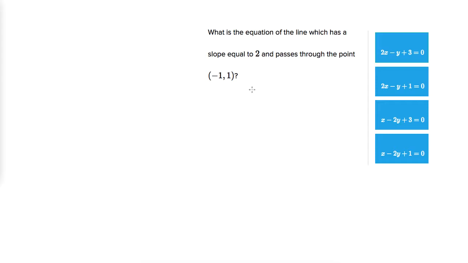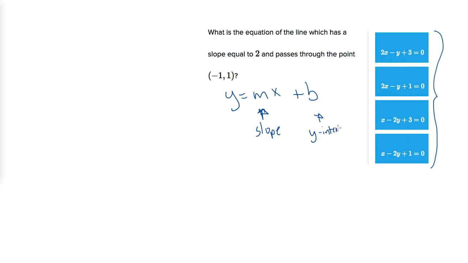Okay, so as I look at all of these answer choices, the thing to notice is that they can all be converted to the slope-intercept form of y equals mx plus b, where m is the slope of the line and b is the y-intercept.